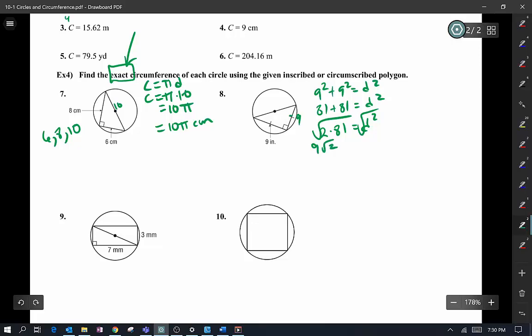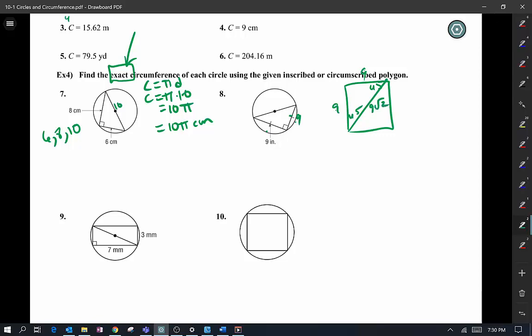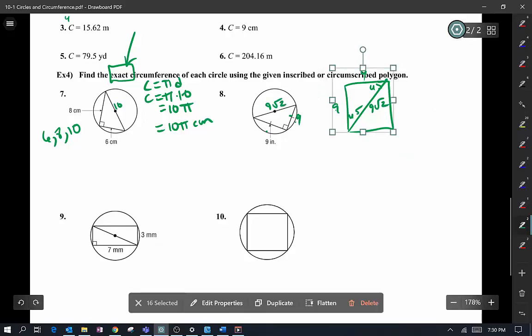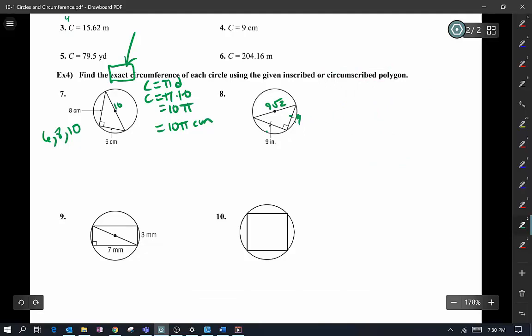But check this out. You probably should have already known it was 9 root 2 because if that's 9 and that's 9, that is like a 45, 45, 90 triangle, right? And remember, 9, 9, this would be 9 root 2. S, S, S root 2, right? So this would be 9 root 2. So hopefully, use your 45, 45, 90 triangles on this tonight.